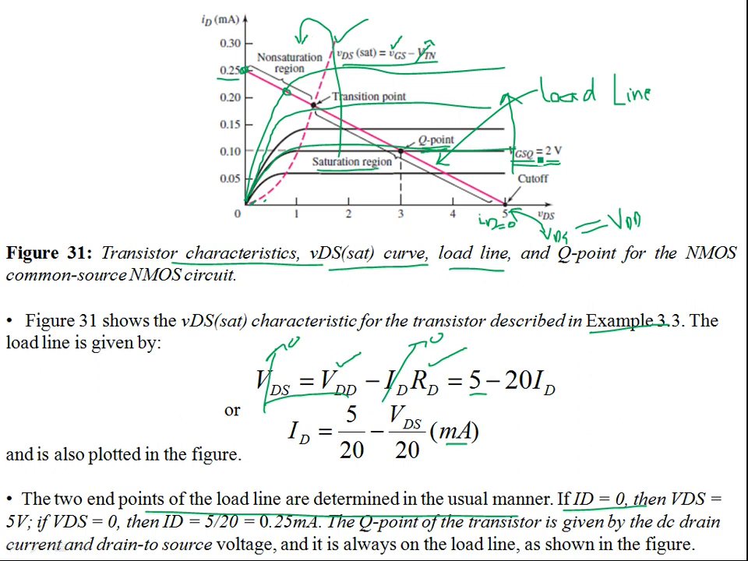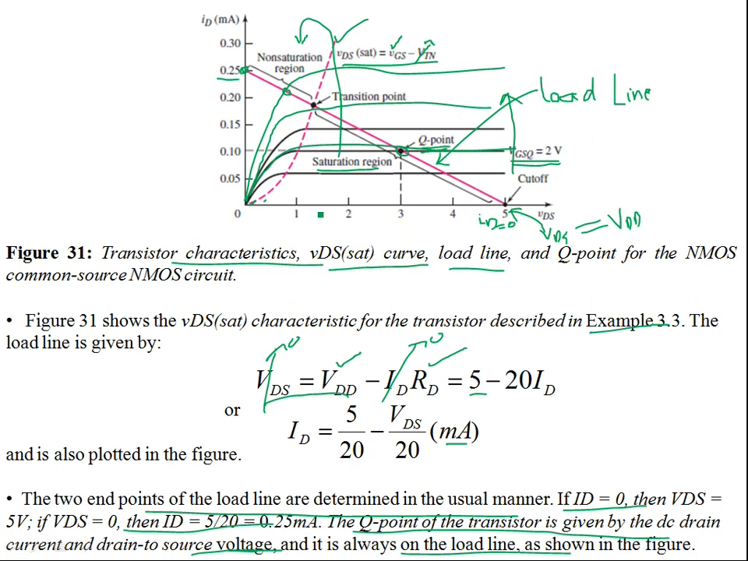So you need VDSQ as well to determine the exact operating point of the transistor. Over here you determine the two points, and then the Q point of the transistor is given by the DC drain current and the drain to source voltage, and it's always on the load line as shown in the figure. So the operating point will always be on the load line and the IV curve for the given VDS.